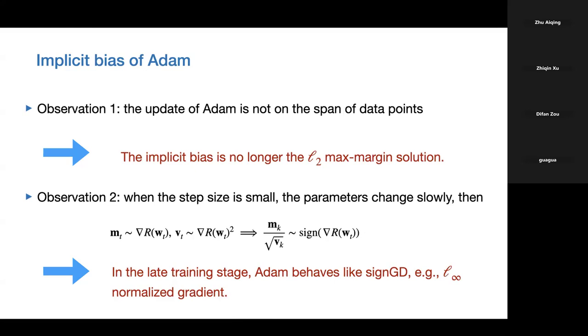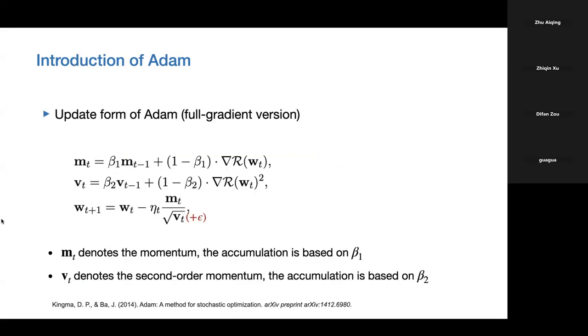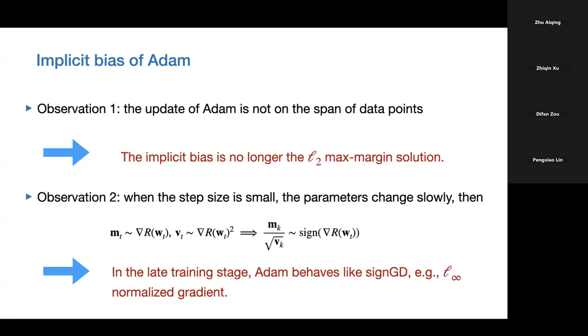The second observation is that if we consider a very small step size, then the momentum will no longer be the dominating term. If you consider a small learning rate, the weight will not change a lot during a very long training period. So in this longer training period, all the gradients will always be similar. So the momentum will be very similar to the current gradient, and the second order momentum will be very similar to the current gradient square.